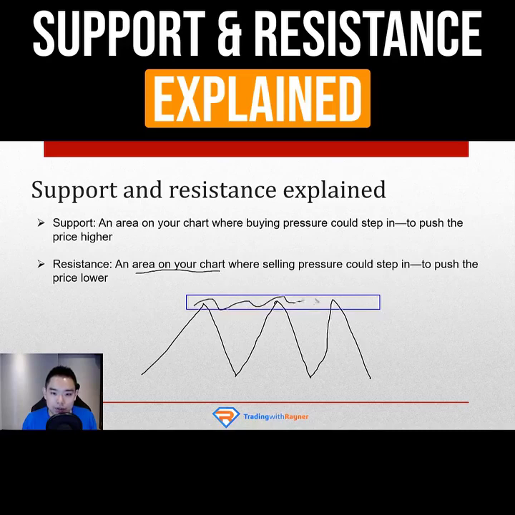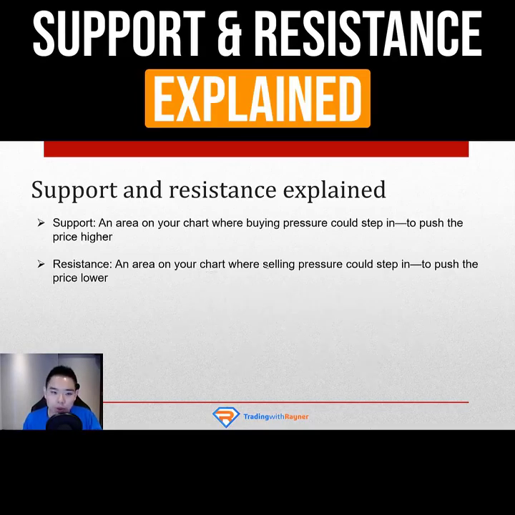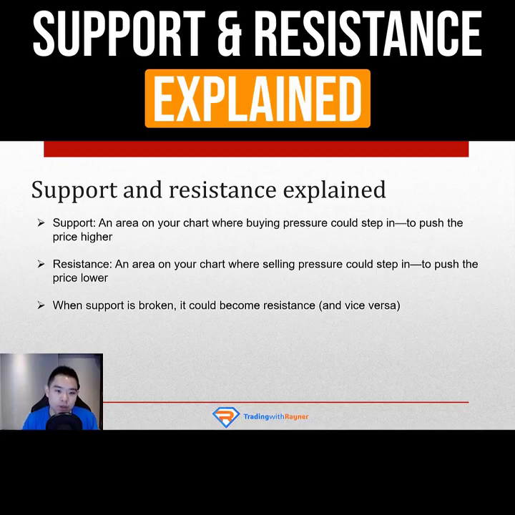This is an area of resistance because the price has faced difficulty trying to break out higher. So if it comes back up for a fourth time, this area of resistance could hold, and selling pressure could step in and push the price lower. Make sense? One last concept to share with you is that when support is broken, it could become resistance and vice versa. In other words, if resistance is broken, it could become support.